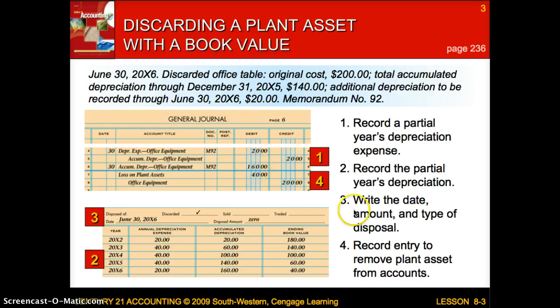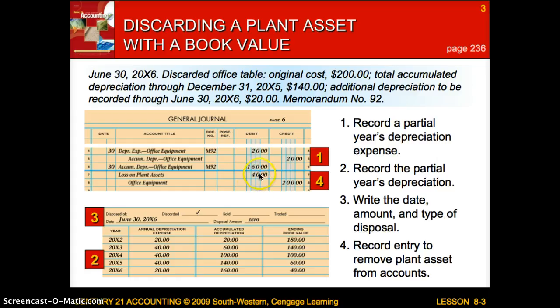Then we need to write the date, amount, and type of disposal. Here's the discarded June 30th. We didn't get anything for discarding it. And then we need to record our entry to remove that plant asset. So we are going to take a loss on our plant asset of that $40 that's left. That would be our $200 in office equipment minus the $160, which gives you $40, which would be your loss on your plant asset.